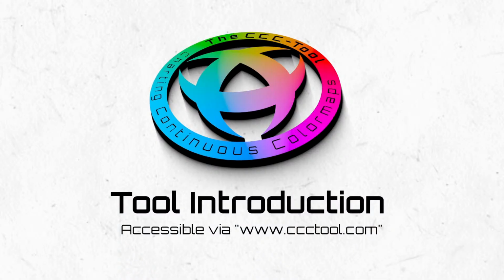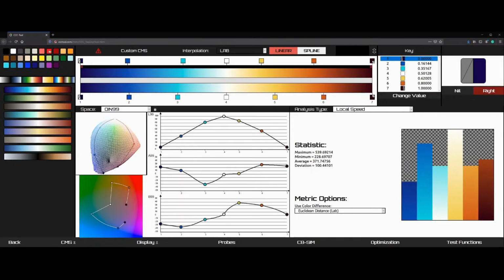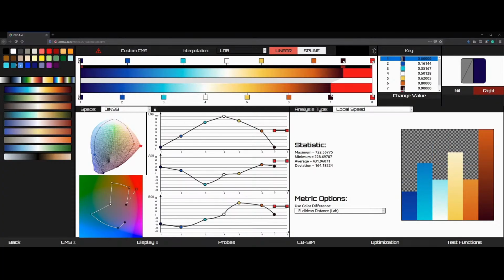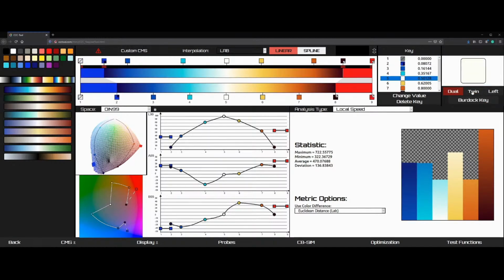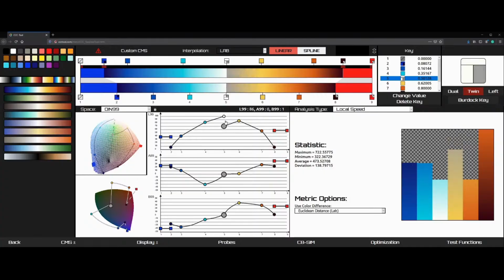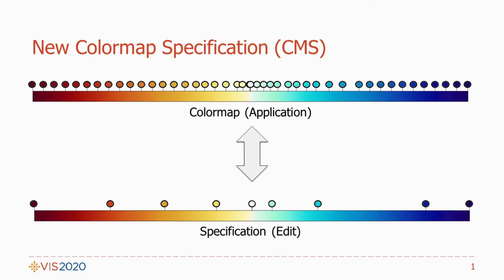The making of continuous color maps. We present the CCC tool, a new web tool for the creation, editing and analyzing of application-specific color maps. For the precise definition of color maps, we developed a new color map specification. This new structure increases the editability by reducing the numbers of colors to a minimum.